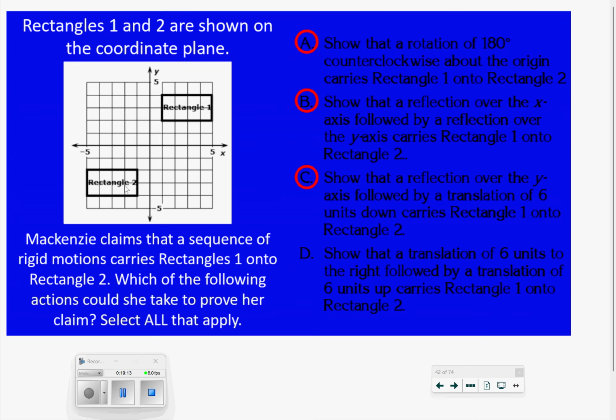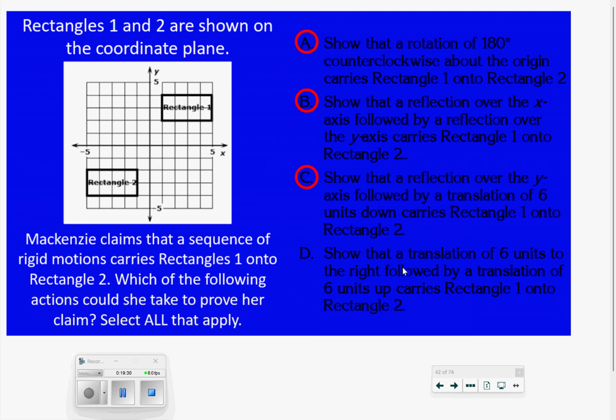The next one, the reflection over the y-axis: flip here, go from left to right here, and then translate 6 units down, and that would slide it right in here.